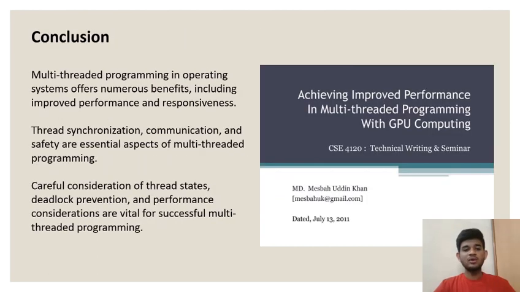Now we have reached the end part of the video, that is the conclusion. Multi-threaded programming in operating system offers numerous benefits including improved performance and responsiveness. Thread synchronization, communication, and safety are essential aspects of multi-threaded programming. Careful consideration of thread states, deadlock prevention, and performance considerations are vital for successful multi-threaded programs. Like this, threads help a lot in our operating system.